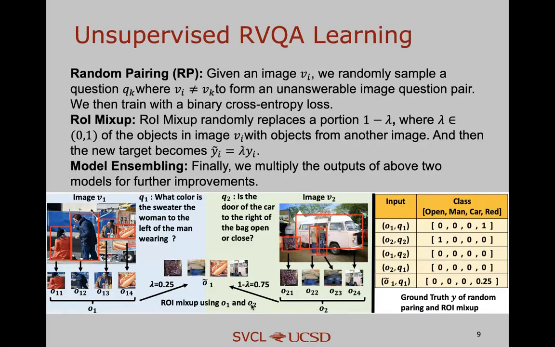We then propose three model-agnostic methods for unsupervised RVQA learning. Here, unsupervised means that the learning does not require annotated UQs for training. Random pairing will sample a pseudo-UQ for each image and train with binary cross-entropy loss. ROI mix-up further mixes ROI features of two images with a given proportion in order to increase the coverage of fine-grained mismatches. Finally, model ensembling further integrates the outputs from the above two models.